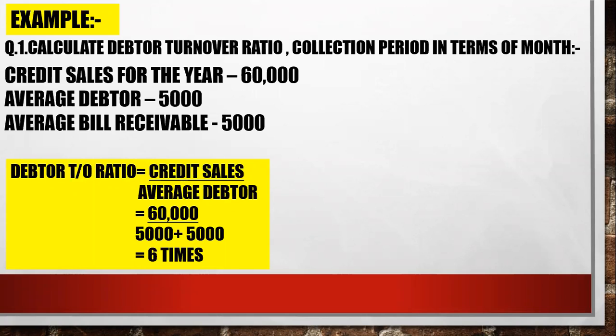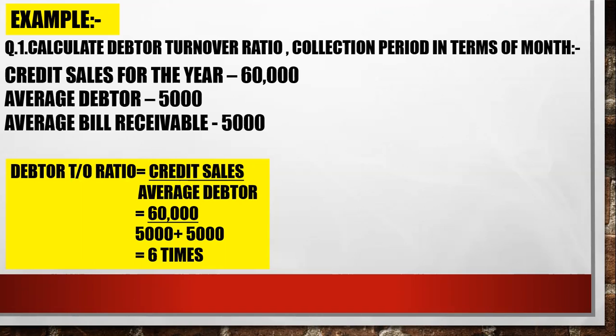How you got credit sales given in the question, that is 60,000. Average debtors you have to take as 5,000. You have to take that amount, because they have given you the average directly. But sometimes it happens that opening debtors are given and closing debtors are also given. So we want the average now. You have to calculate it as opening plus closing divided by 2. And whatever amount you get after dividing by 2, you have to take as the average debtors over here. Clear?